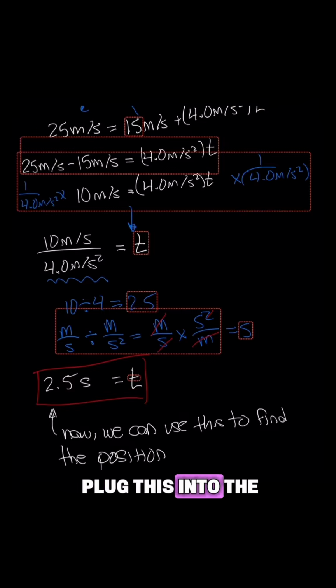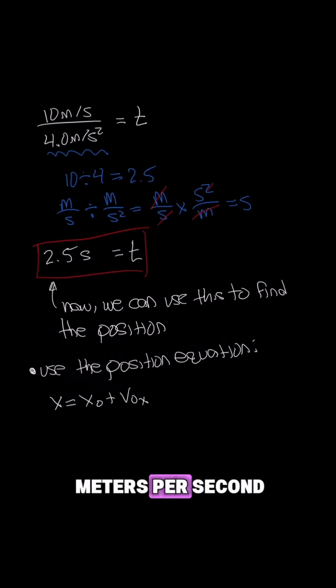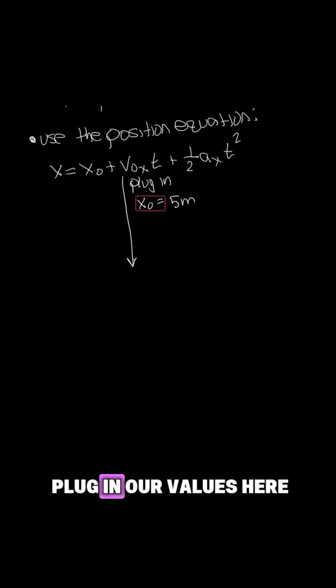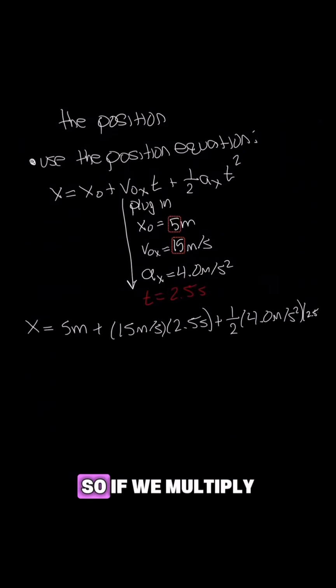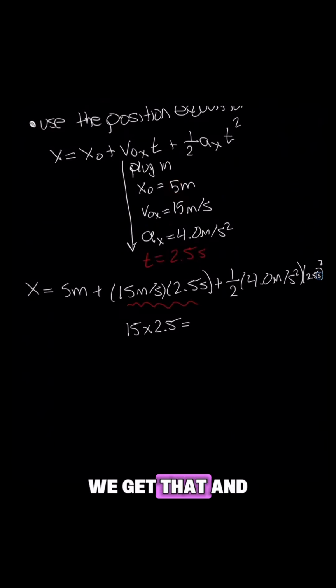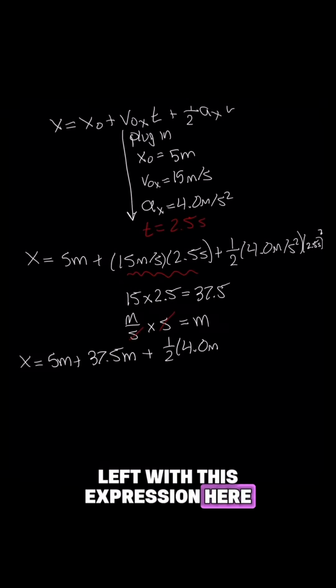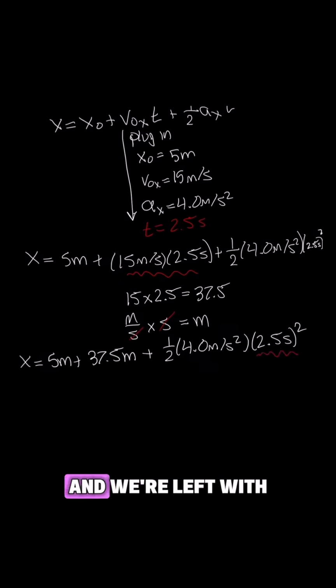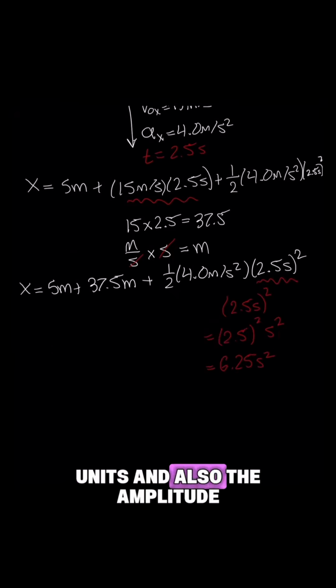So now we can plug this into the position equation to find the position when the velocity is 25 meters per second and get our final answer. So if we plug in our values here, and then we can do this multiplication here. So if we multiply the amplitudes, we get that. And if we multiply the units, we just cancel out to meters. And we're left with this expression here. We can square this bracket here, and we're left with 6.25 seconds squared. Remember, you square the units and also the amplitude.